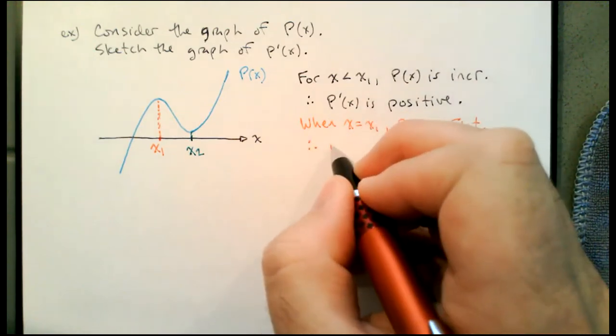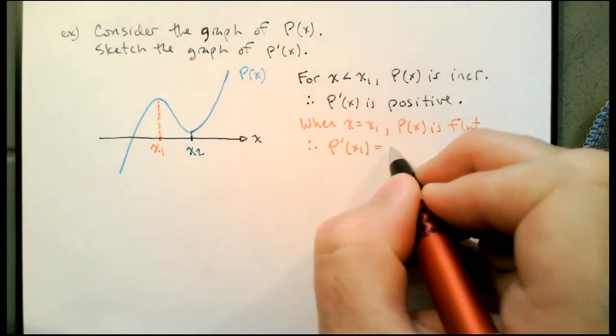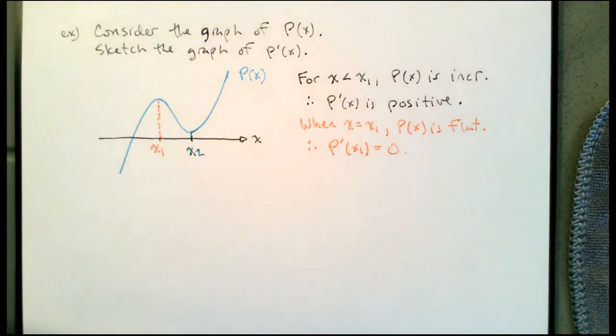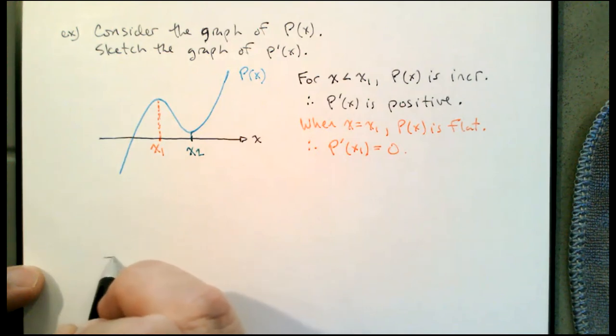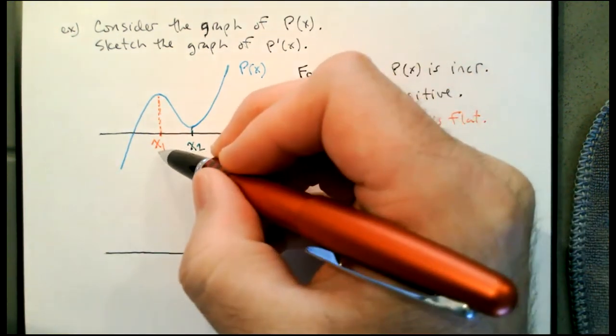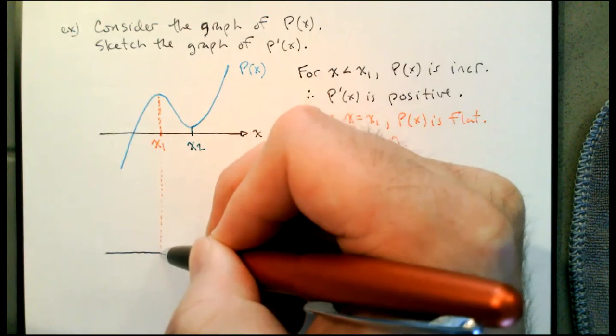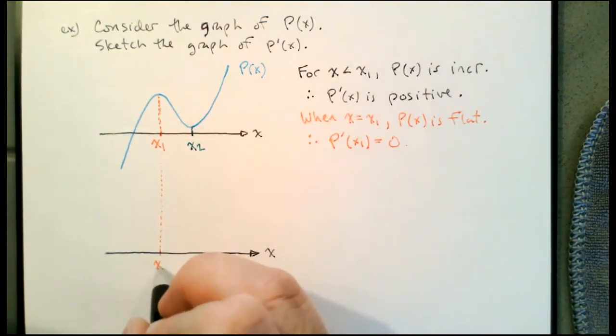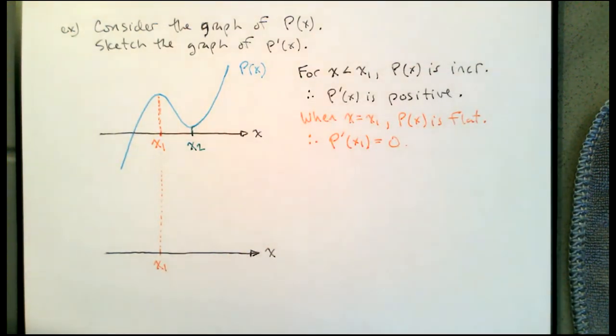Therefore, P prime at x1 is equal to 0. Now we've got some important information to put together. We can draw the graph, and I'm going to draw it directly underneath this graph. I'm going to make another x-axis down here. So x1. We know that P of X is flat at x1, so P prime of x1 is equal to 0.